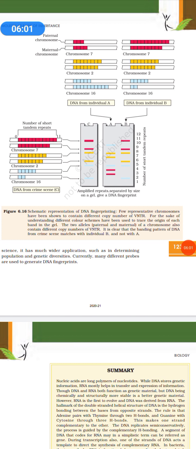If we look at this, we can say it is individual B. See here, this matches, then this matches, this matches, this is going to match, and this is going to match. So there are a lot of matches for individual B. So we can say B is the father of that particular child.